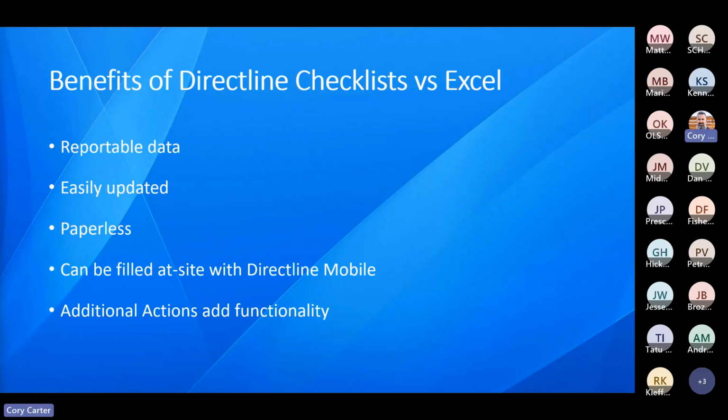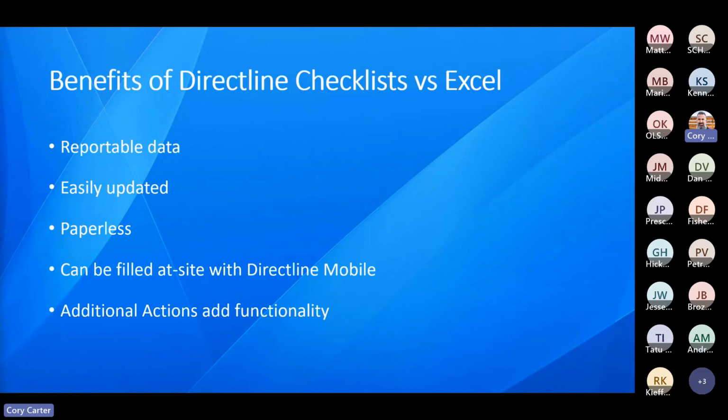And that goes to the next point. They can be filled at site with Directline Mobile. So you can be at your machine. You can be at a press, going through your whole PM routine and checking it off right on your mobile device as you go. And if you're doing that from Directline Mobile, you have additional actions that add functionality to the checklists.